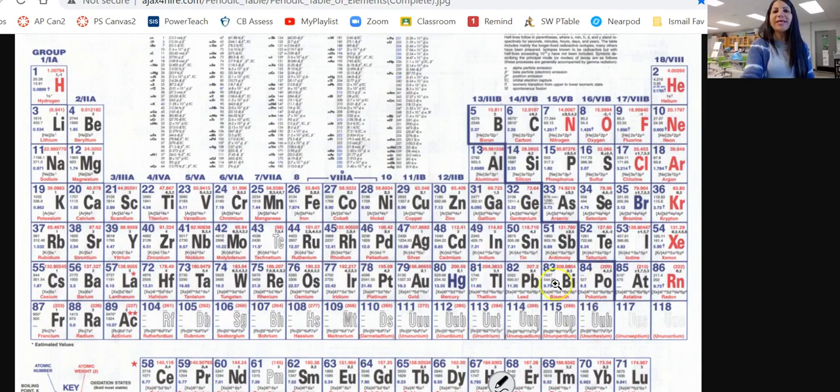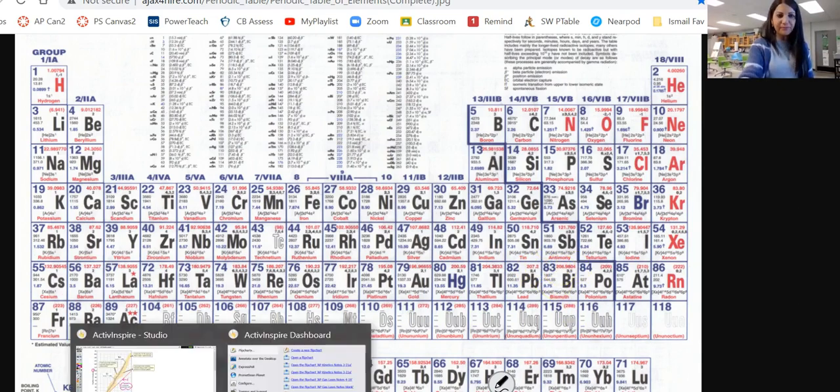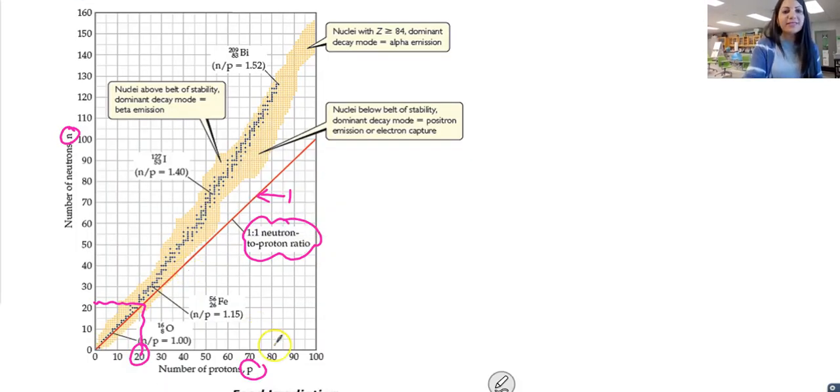So until we get to about element number 83, and we can take a look here at the belt, if I were to go from 83 and take this up, I can see that that's basically where my belt ends, right here at bismuth, okay?